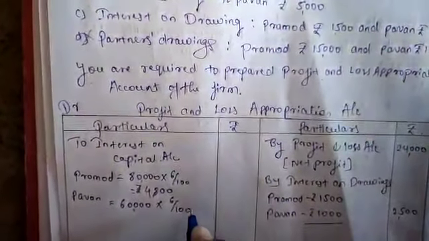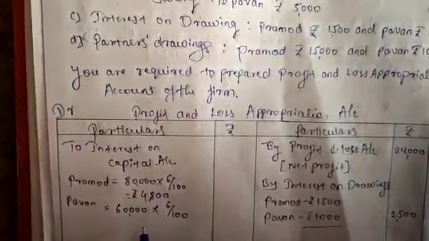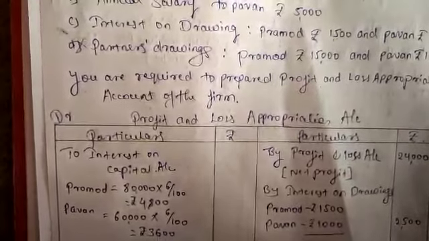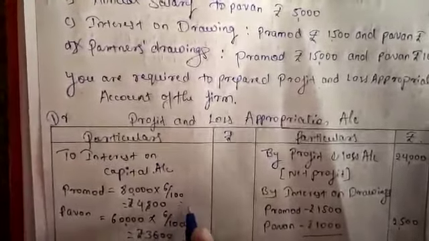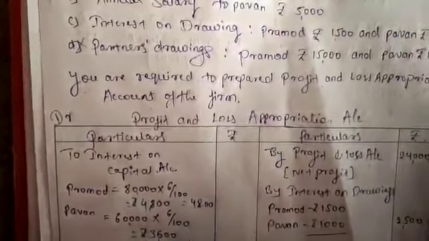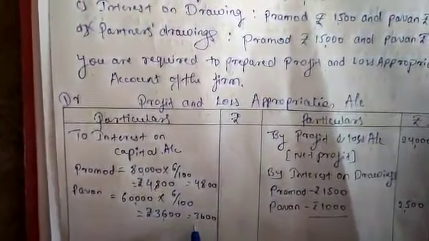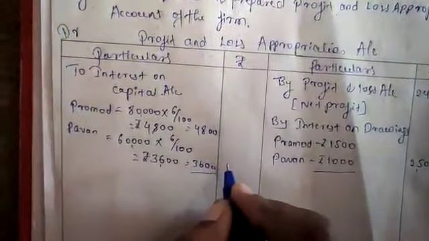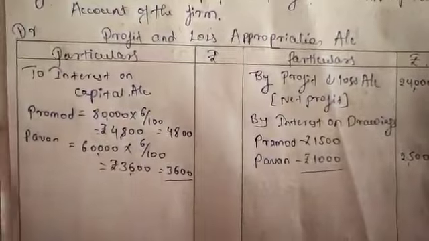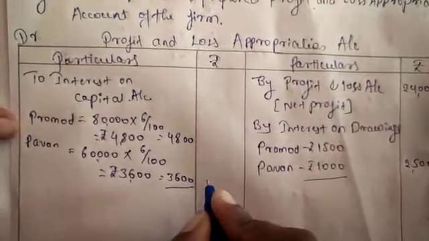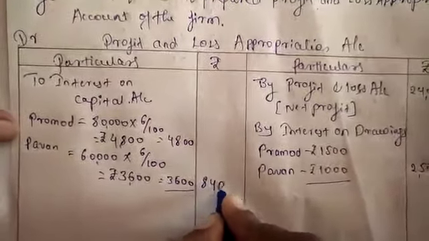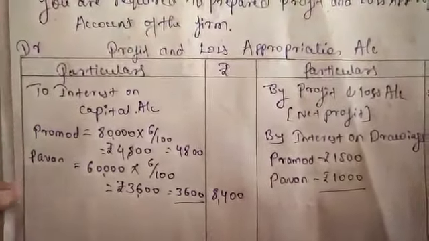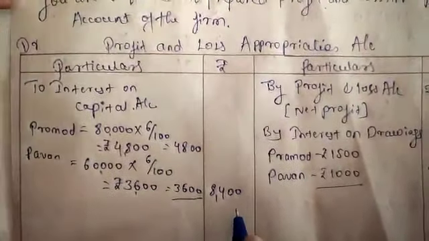And Pawan's capital, the investment made by Pawan, is rupees 60,000 at 6%. It becomes 3,600. So here 4,800 and 3,600. The total interest on capital becomes 8,400, Pramod and Pawan together. So 8,400 is the total interest on capital.